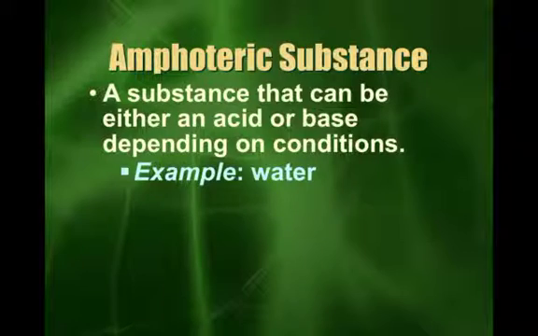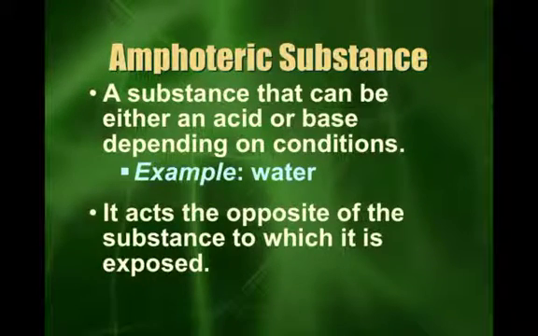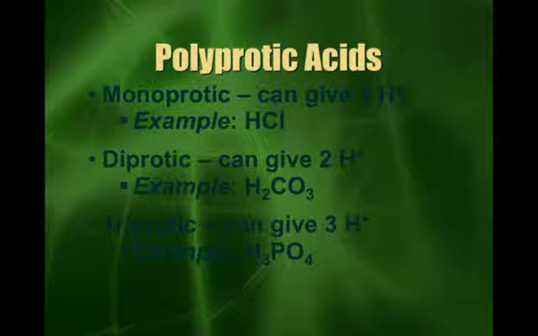This kind of goes with conjugate acids and bases as well. The amphoteric substance can be either an acid or a base depending on its condition, really what it's bonded to. It acts the opposite of the substance to which it is exposed. So if water is exposed to an acid, the water will act as a base. If water is added to a base, then water will act as an acid, because it is an amphoteric substance.